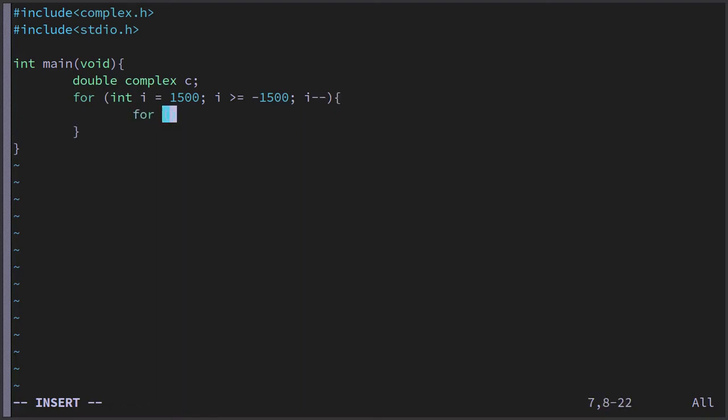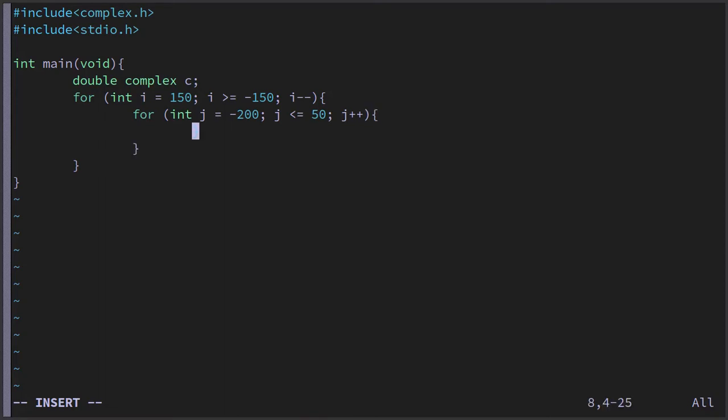Then we declare a second loop for the direction of complex numbers, that goes from minus 2 to plus a half. So here it must be this much, 200, j wants to be 50, j plus plus.